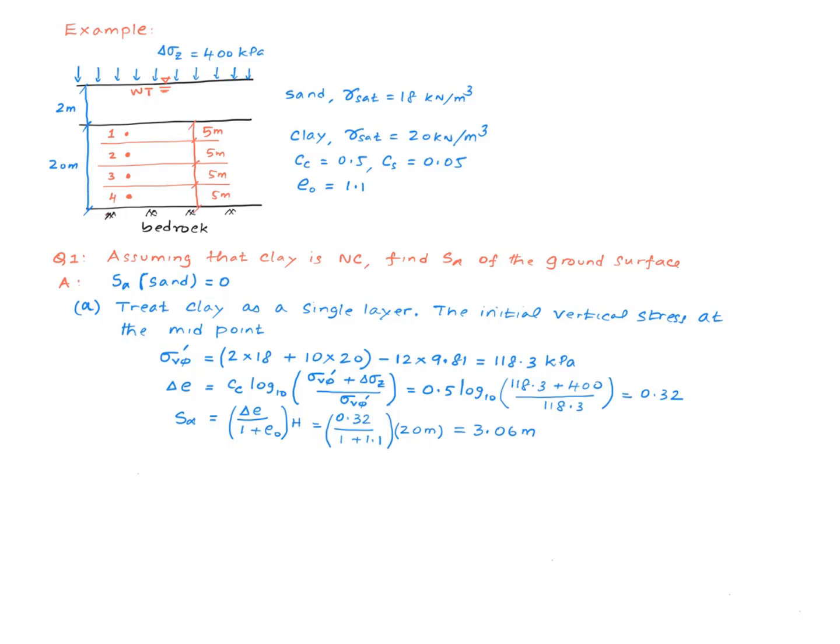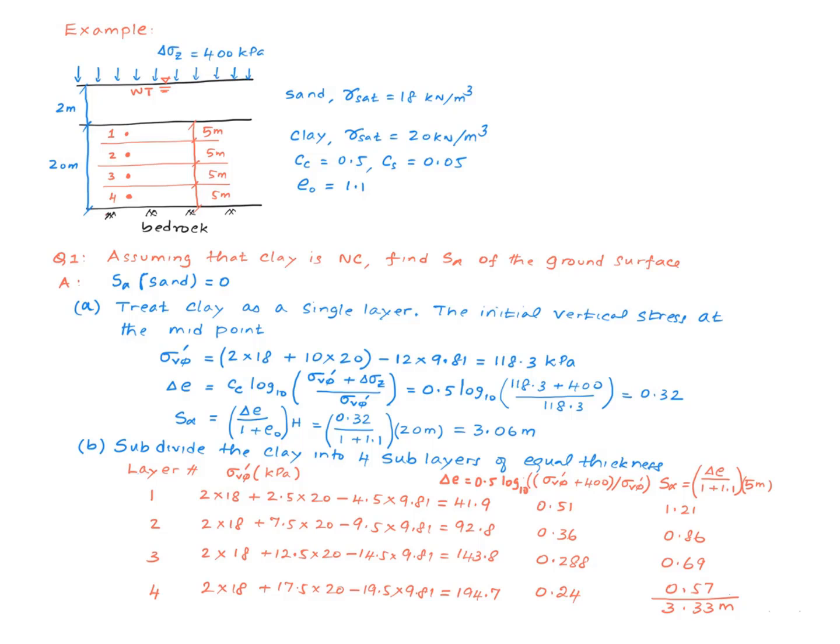And then we apply the equation we derived earlier in order to calculate the change in void ratio, and that works out to be 0.32. Note that I'm using C sub C here because we are assuming that the soil is normally consolidated, right? So the initial point and the final point both are going to be lying on the virgin compression curve, which has a slope of C sub C. And then we apply this equation in order to get the value of the ultimate settlement, S infinity, and it works out to be 3.06 meters.